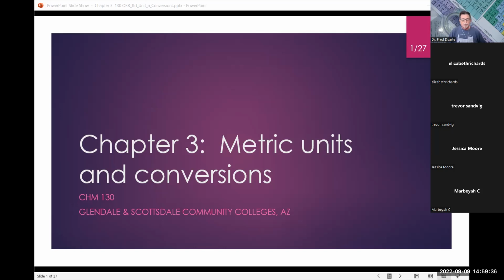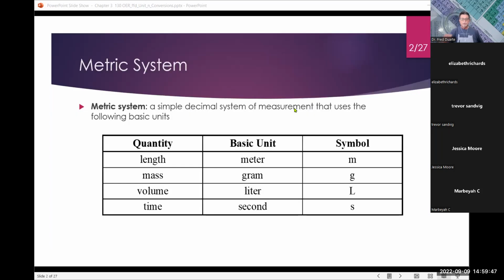Okay, chapter 3, where we're going to be dealing with some mathematics, nothing complicated. We're going to mostly multiply. All right, metric units and conversions. As I mentioned earlier, the symbols for length, mass, volume. We're not going to use too much time, but time is second with the symbol s, lowercase m for meters, and lowercase g for grams in mass, and capital L for liters in units of volume.